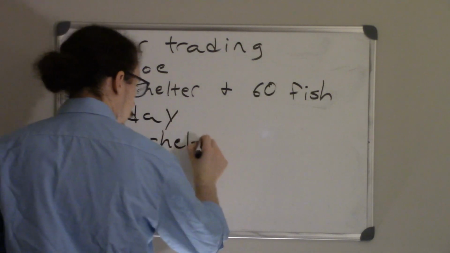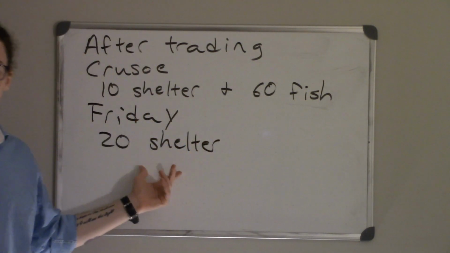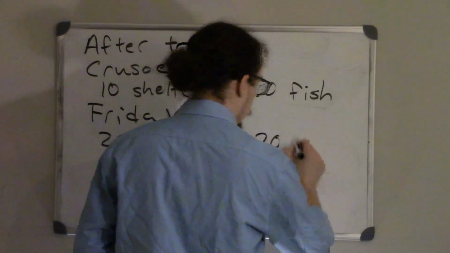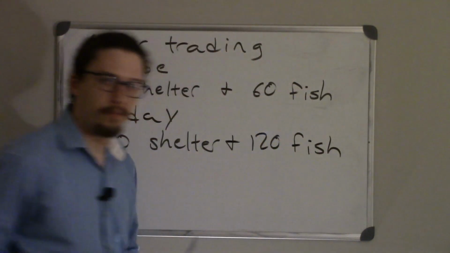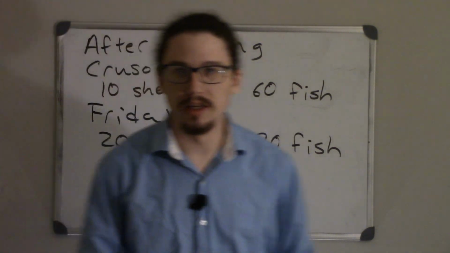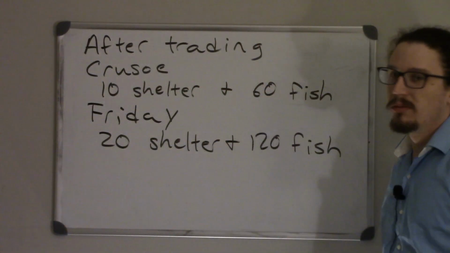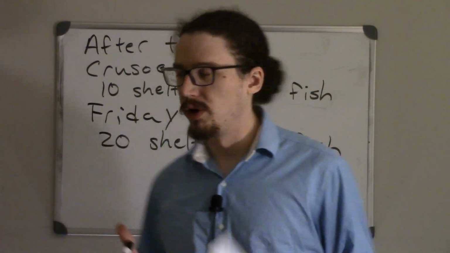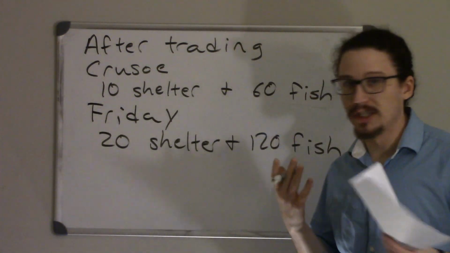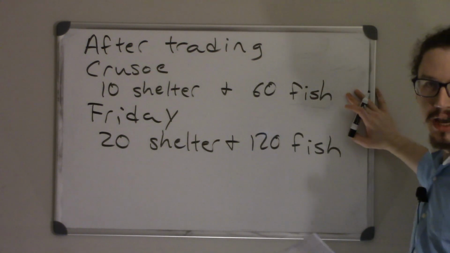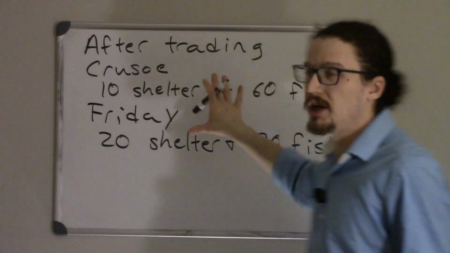So that means that Friday will end up with 20 units of shelter. So had 30, traded 10 to Crusoe for 120 fish. All right, so these are kind of arbitrary. I just picked these because I knew they would work. There are other combinations that would do what I'm about to do with them, but I just picked these. So if you're wondering where I got these numbers, I just kind of picked them at random.